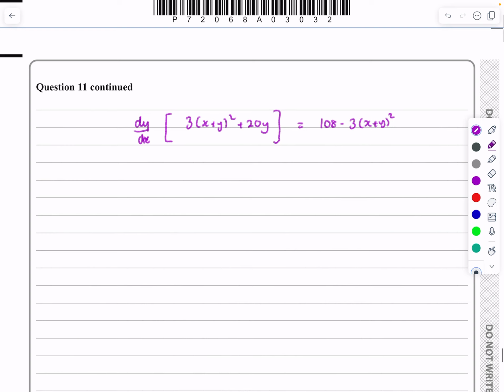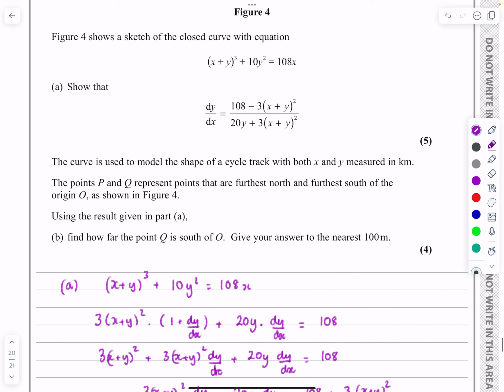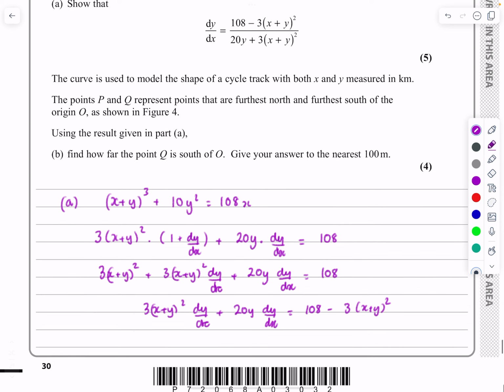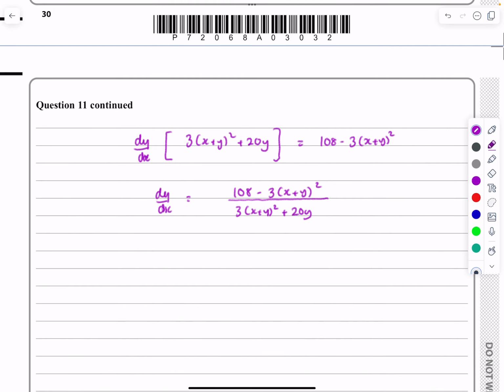And so dy by dx is going to be equal to 108 minus 3(x plus y) squared, all divided by 3(x plus y) squared plus 20y. And then at that stage, just compare that with what we were trying to do. And yeah, I don't need to do anything. That's pretty much exactly what we've got there. Right, okay, so no problem with that. Good, that's part A done.